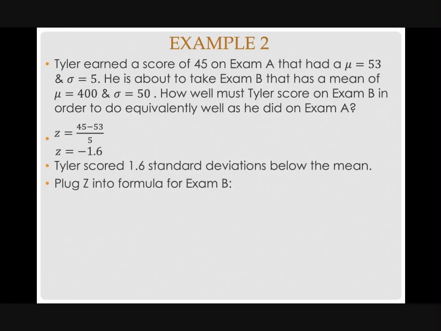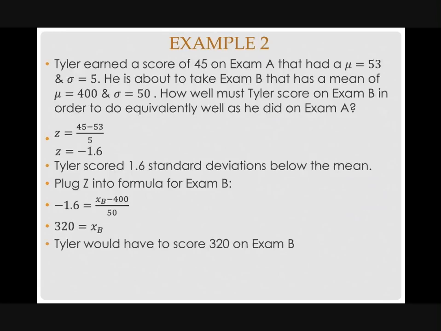So now we're going to plug that z-score into exam B. If his z-score was negative 1.6 for exam A, what score would he have to get on exam B in order to retain that? So for the other exam, Tyler would have to score 320 on exam B in order to be in the same deviation.